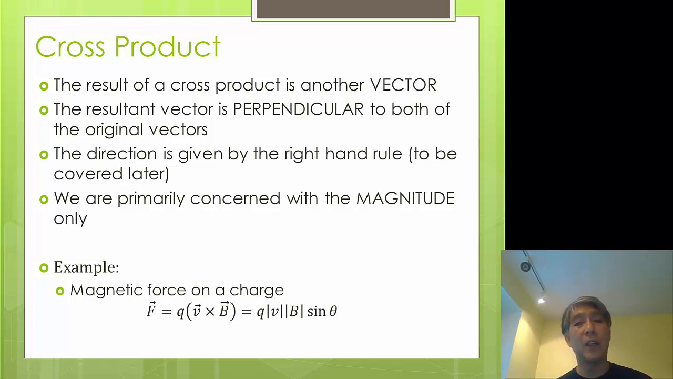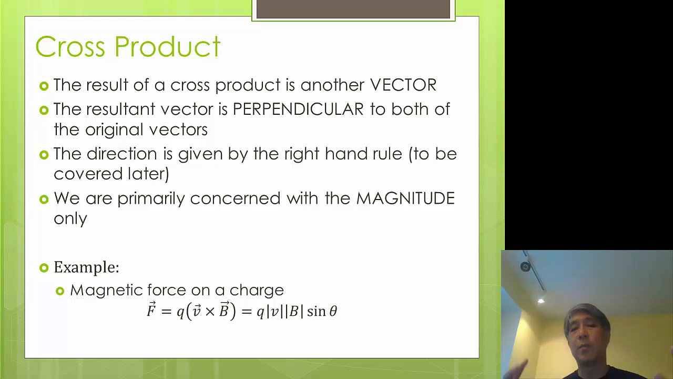And the resultant vector is going to be perpendicular to both of the original vectors, and we'll talk about that direction when we get into the right-hand rule much later in this year. But most of the time when we work with the cross product, we aren't that focused on the direction. We are primarily concerned with the magnitude only. In that case, all we're doing when we take the magnitude is we're taking the magnitude of the first vector times the magnitude of the second vector times the sine of the angle between them.